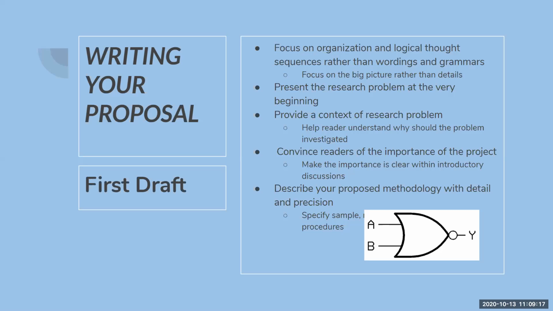Next, we should present the research problem at the very beginning and provide a context of the research problem so readers can understand why the problem should be investigated. We also need to include in the introductory discussions to convince the readers of the importance of the project and describe our proposed methodology with detail and precision by specifying sample, measurement instruments, and procedures.